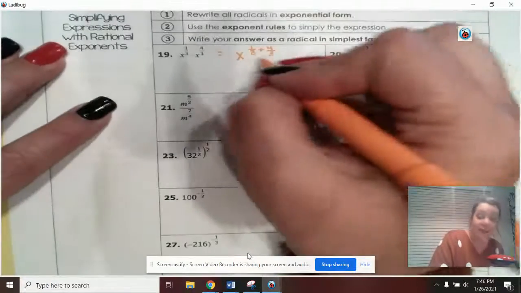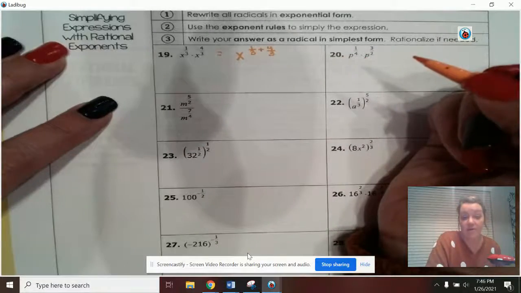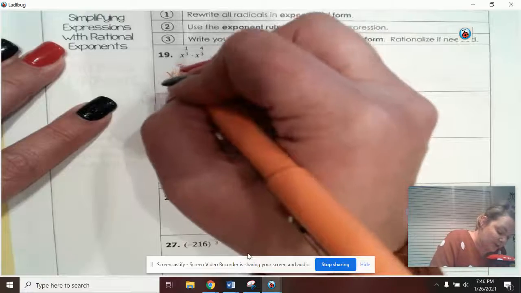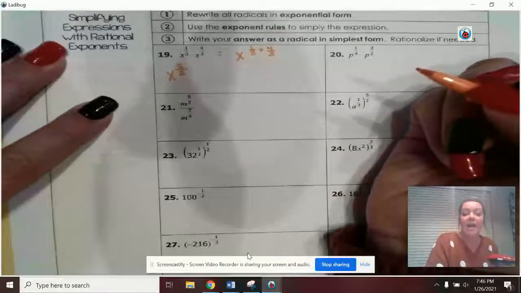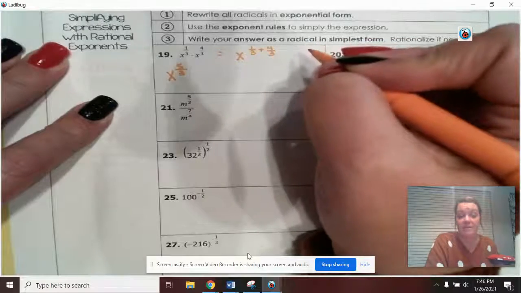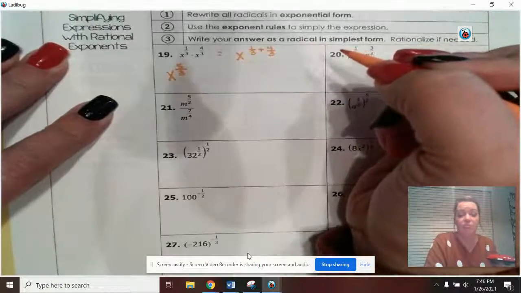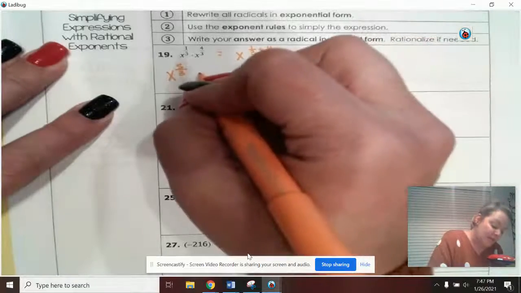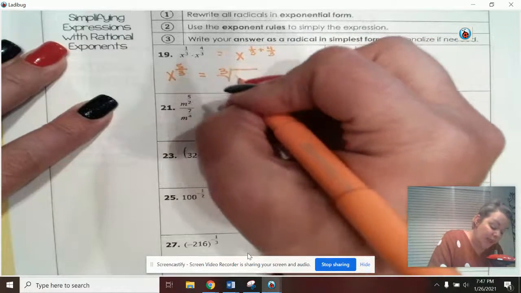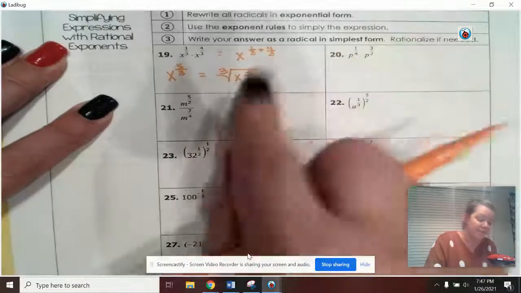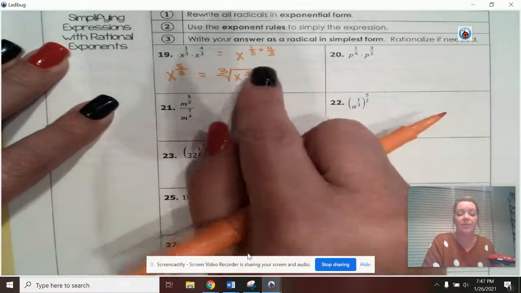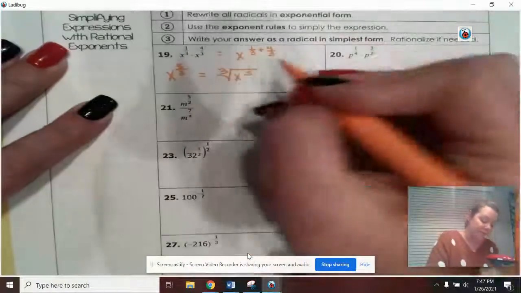Well, the two numbers already have a common denominator, so that's good. So this is x to the 1 plus 4 is 5/3. And when I write that as a radical in simplest form, because my step number 3 says to go back and write these answers as radicals in simplest form, the number on the bottom is my root. So this is the cube root, and it's just x to the 5th by itself, so I can write it like this. If you want to put the cube root of x in parentheses and put your 5 on the outside, that's fine also.